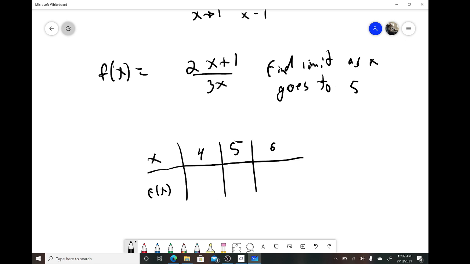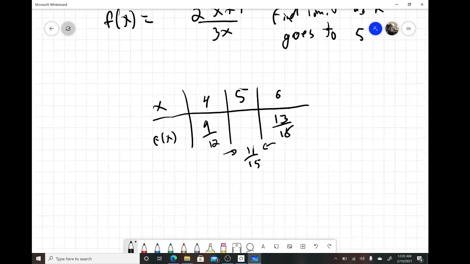If you plug in 4, you got 2 times 4 plus 1. That should be 9 divided by 12. So you get 9 over 12. And the other one, you get 2 times 6 is 12, so this is 13 over 18. So you could continue to do this for smaller values like 4.5 and a bigger value like 5.5. And you will see that they will eventually begin to approach a particular number. For this problem, that number is going to be 11 over 15. Once you do it, you'll see that this will be the case.